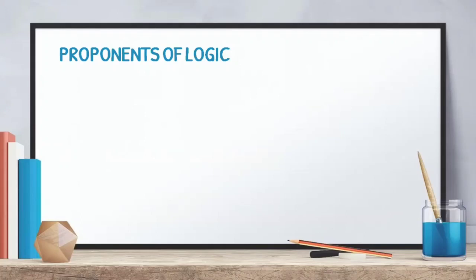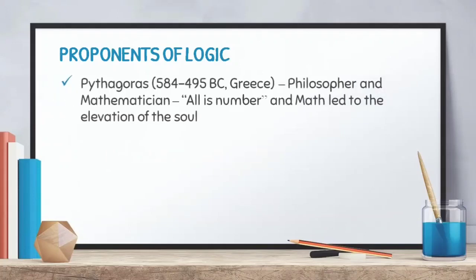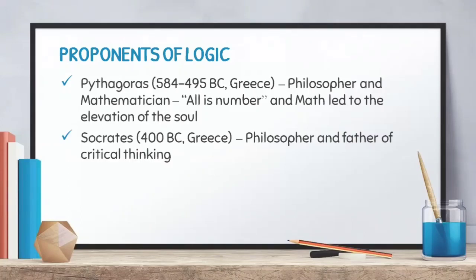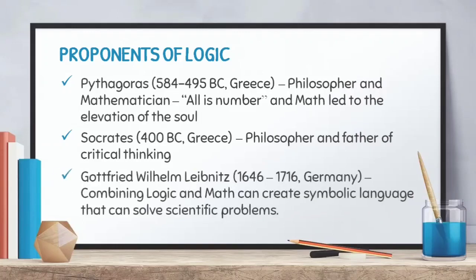This time, let's go to the proponents of logic. First, we have Pythagoras. He was a philosopher and mathematician. According to him, all is number and math led to the elevation of the soul. Next would be Socrates. He was also a philosopher and father of critical thinking.